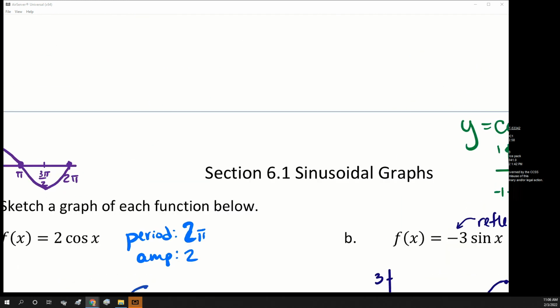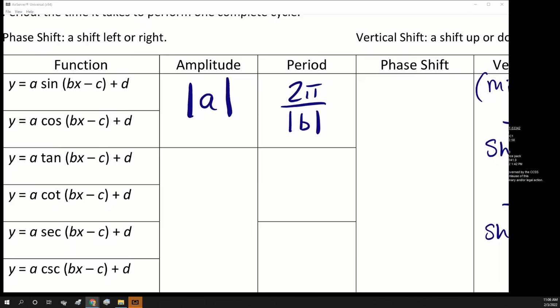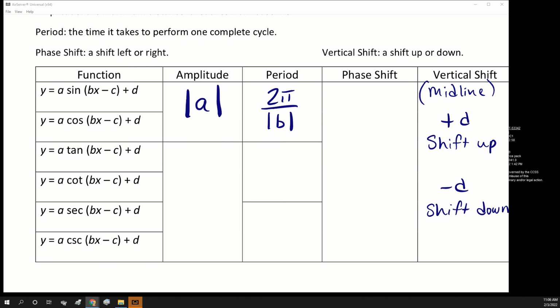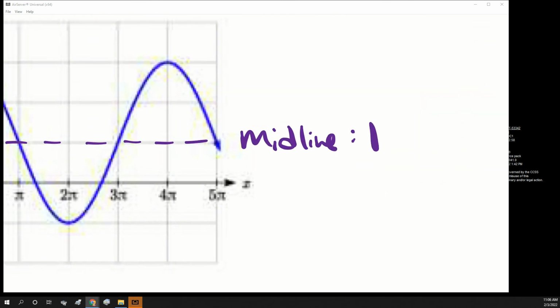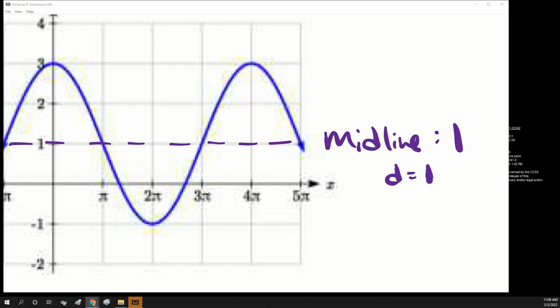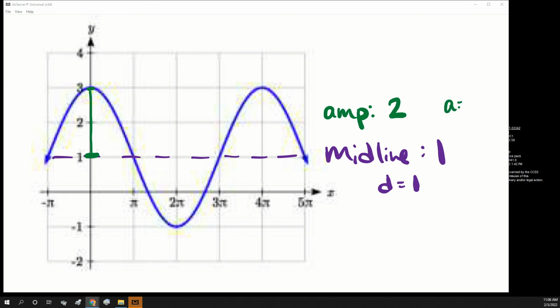Okay, and then if we look back at our table of information, the midline is associated with D. So that means that D is going to be 1. Then let's find our amplitude. The amplitude is going to be the distance between the midline and the highest point. So what do you guys think? Two. All right, so what that means is that A, if we look back at our chart, A is 2.